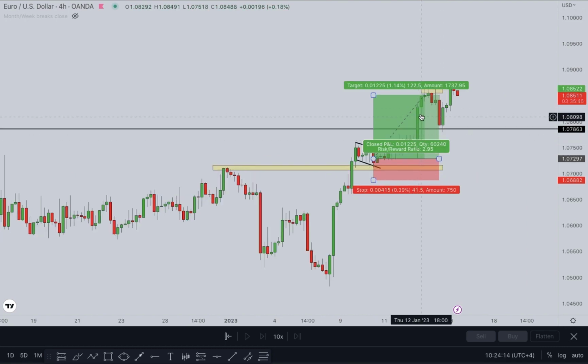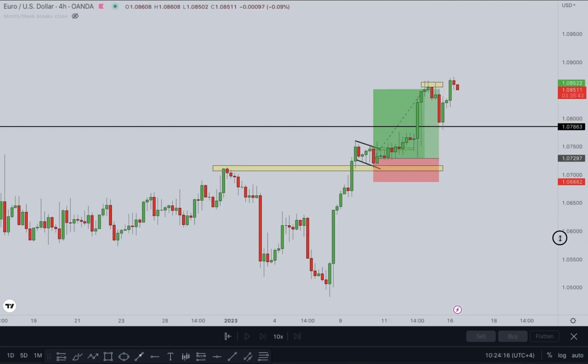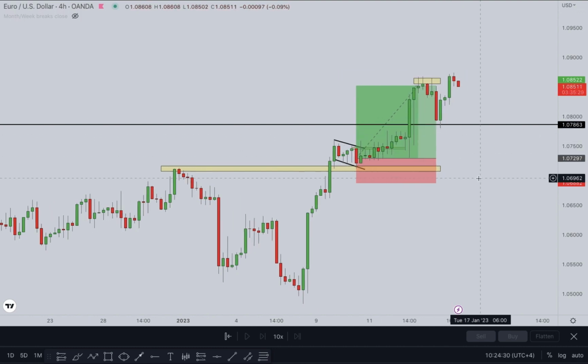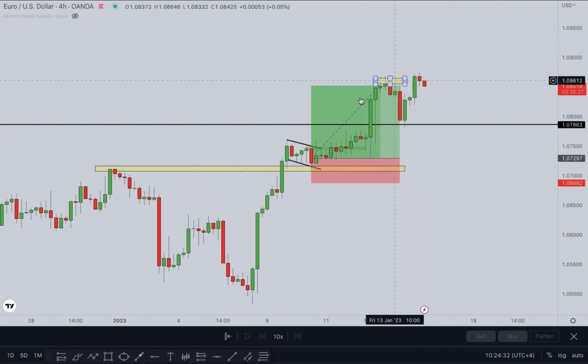And then price went to the upside impulsively. Also, we had the CPI news that came in to give the market momentum. And then you can see price just went up to finally hit our take profit.